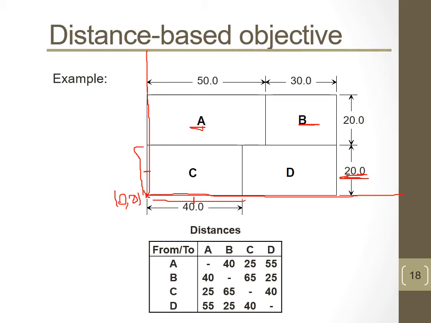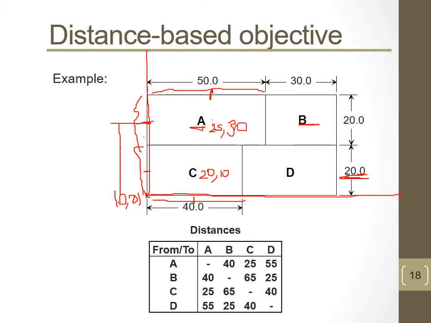So the centroid of C is 20 and 10. And what about the centroid of A? The length of A is 50, and half of it should be 25. And the center on this side, this part is 20. Half of it is 10, but that 10 is with respect to the origin, 20 plus 10, it would be 30. So the centroid of A is 25 and 30.